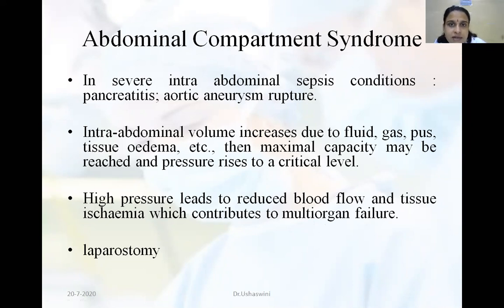How do you release it? Anywhere, if it is in the limbs, the extremities, you do a fasciotomy, because the compartmentalization is caused by fascia. So you release the fascia. Fasciotomy is done there. Here it is called laparostomy. Laparostomy is a procedure wherein you give an incision on the abdominal wall, deep up to the parietal peritoneum, to release the pressure built up in the abdominal compartment.